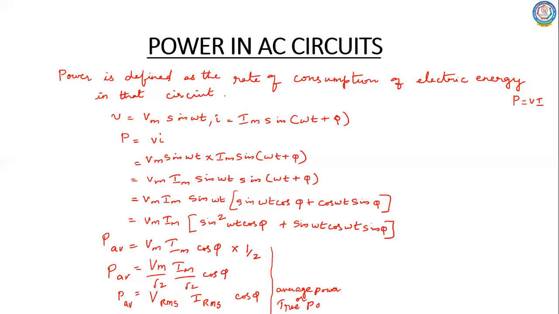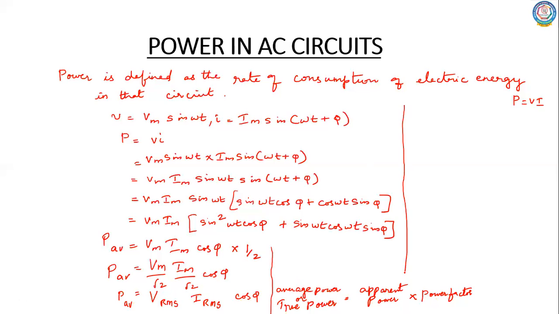Average power or true power is equal to Vrms Irms, which is nothing but apparent power, into cos phi. Cos phi is nothing but what you call the power factor. So this is the formula: average power equals Vrms Irms cos phi. Here Vrms Irms represents apparent power and cos phi represents power factor. So this is a very, very important formula.